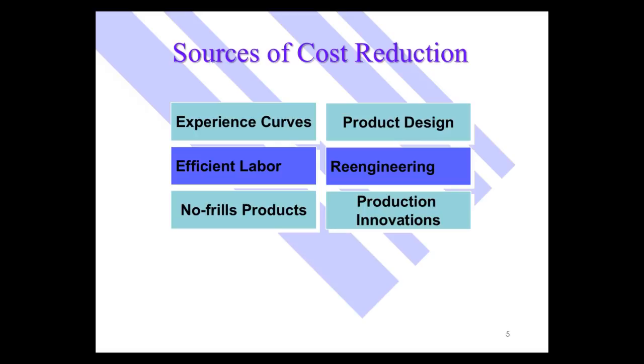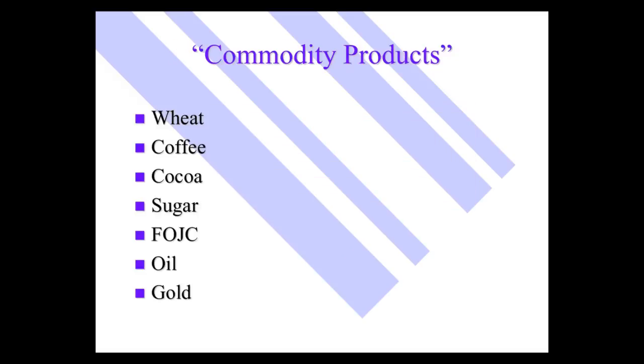But let me create that distinction between a true commodity and what we refer to in marketing circles as commodity. True commodity products are products that are completely unchanged from their natural state, and so they are traded on commodity exchanges. These are things like wheat, coffee, cocoa, sugar, frozen orange juice concentrate. Those are so-called soft commodities. And then there are the so-called hard commodities: oil, gold, silver, and so on.